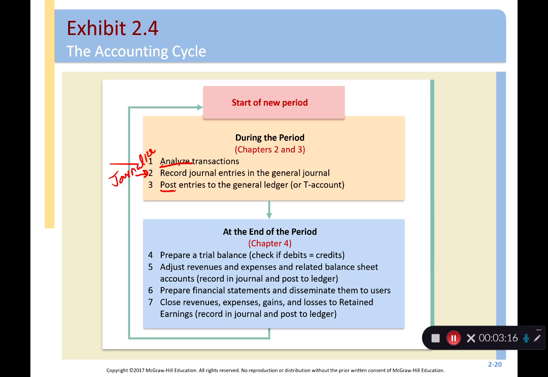And then we prepare the financial statements, disseminate them or give them out to the users, and then we close out our revenue, expenses, gains, and losses to retained earnings and start the process over again. We'll go through all of those concepts in Chapter 4, and we'll probably touch upon some of them even in Chapter 3. But right now, what we're going to focus on is those first 3: analyze, journalize, and post. We've analyzed transactions that affect the balance sheet. Now we're going to move on to learning how to journalize and post them.